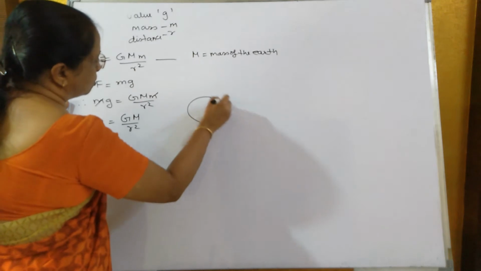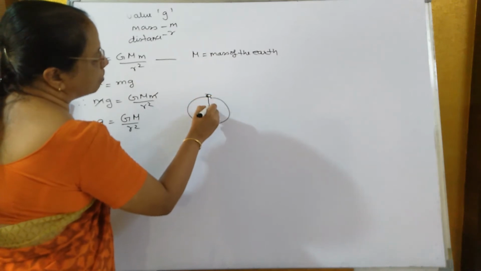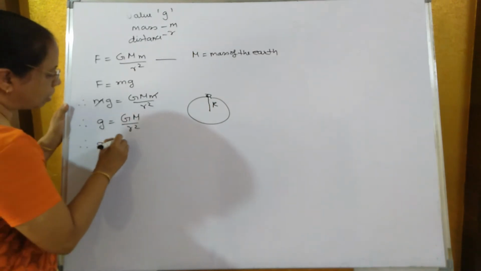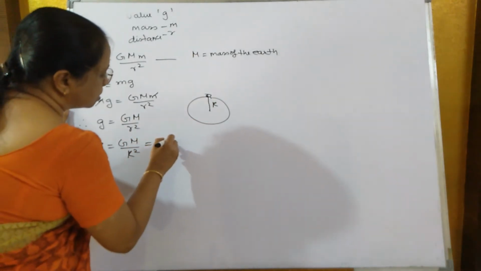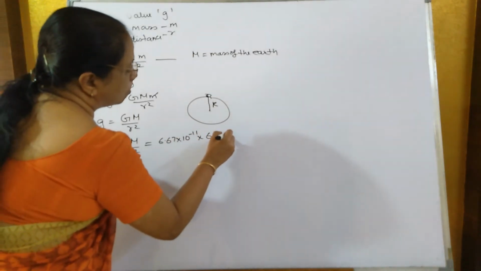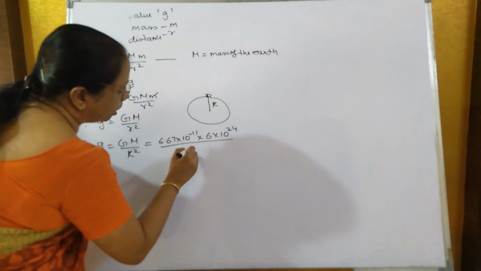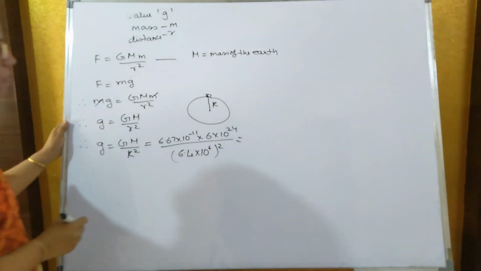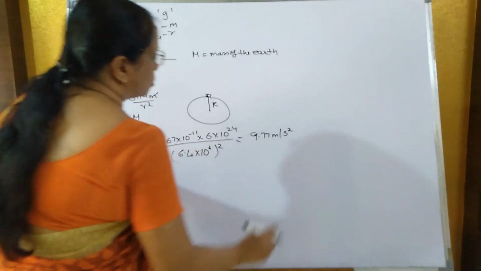Now supposing the object is on the surface of the earth, then the distance of this object from the center of the earth will be equal to the radius of the earth. Therefore g is equal to G M upon R square. If you put the value of G, 6.67 into 10 to the power of minus 11, mass of the earth 6 into 10 to the power of 24 kg, and radius of the earth 6.4 into 10 to the power of 6, the whole square, if you calculate this value, it will come around 9.77 meter per second square. So this is the value of g.